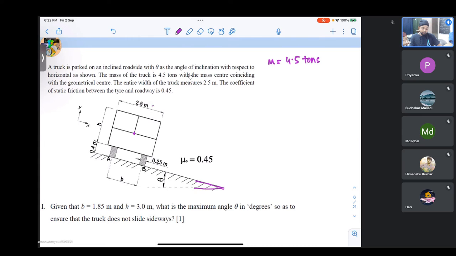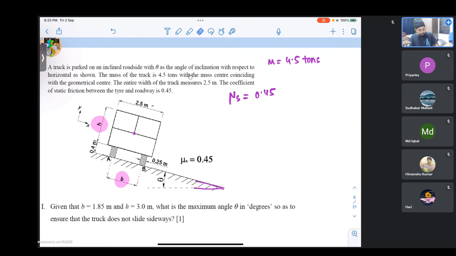The coefficient of static friction between the tire and the roadway is given to be 0.45. So we know this much. The first part says, given that B and H, B is 1.85 meters and H is 3 meters, what is the maximum angle in degrees so as to ensure that the truck does not slide sideways?